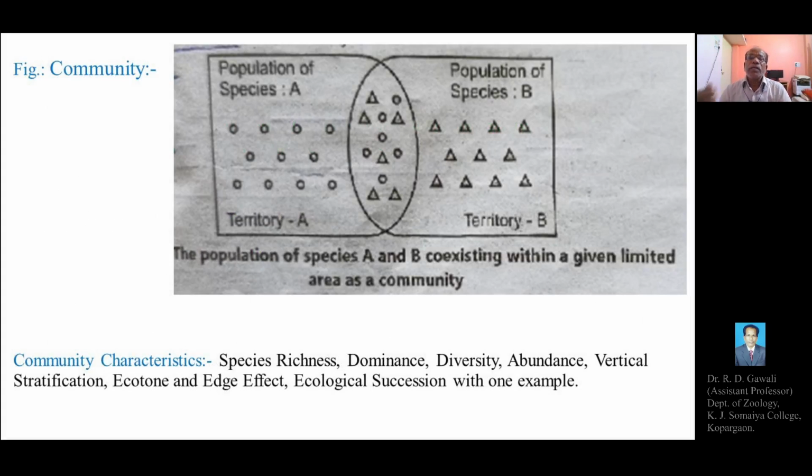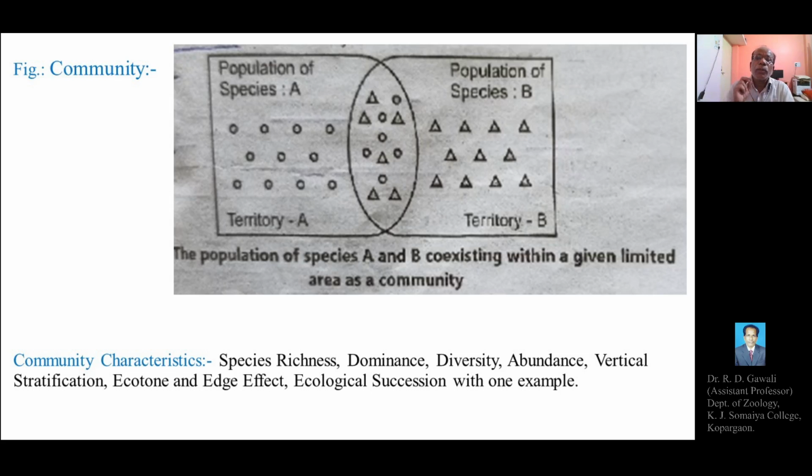So this is the image. This is the image showing two territories, territory A and territory B, from two sides, and at the point of overlapping there is a presence of the populations or species of organisms from both territories, which have the populations of species A and B. At the point of overlapping, the animals or plants belong to the species of both territories, species A as well as species B, and thus the figure shows the population of species A and B.